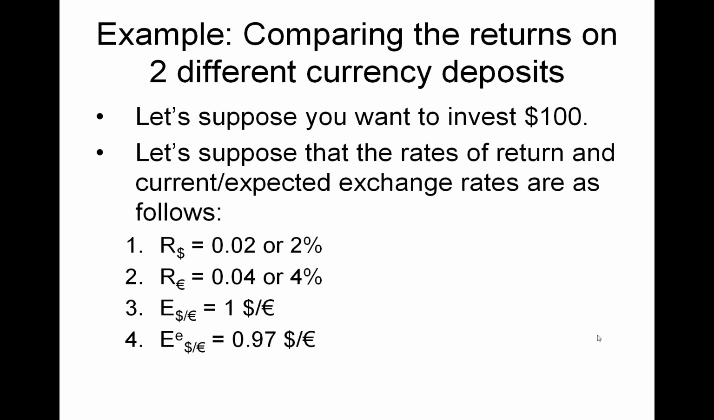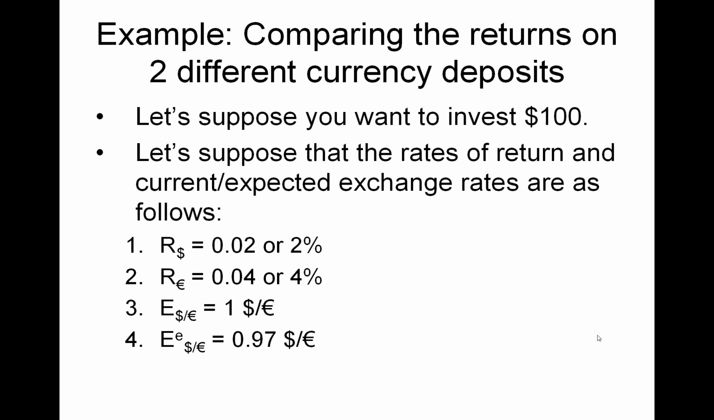So let's work through an example to see how we can compare the rates of return on investing $100. We want to know, is the rate of return better in the dollar account or in the euro account? We're going to suppose that the rates of return and the current and expected exchange rates are as follows. First, the rate of return on a US deposit is 0.02 or 2%. The rate of return on the euro deposit is 4%.